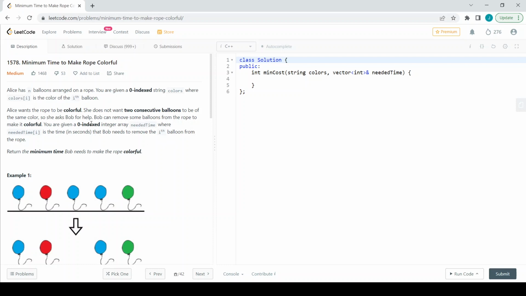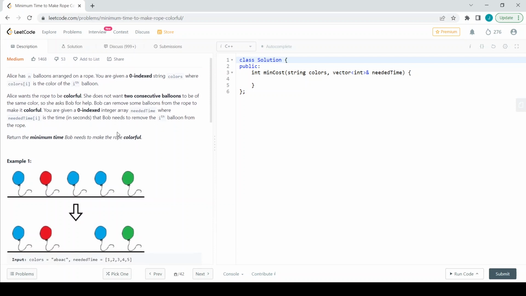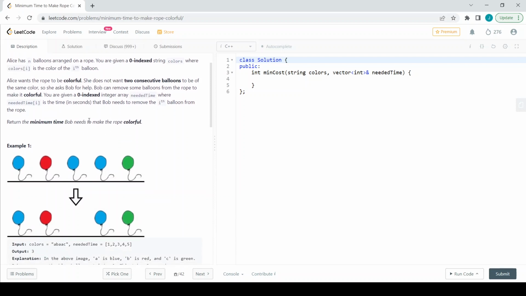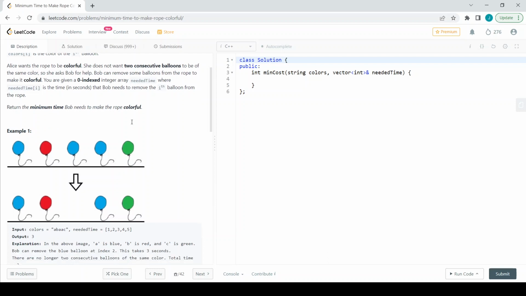So she asks Bob for help. Bob can remove some balloons from the rope to make it colorful. You are given a zero-indexed integer array neededTime, where neededTime[i] is the time that Bob needs to remove the ith balloon from the rope. Return the minimum time Bob needs to make the rope colorful.